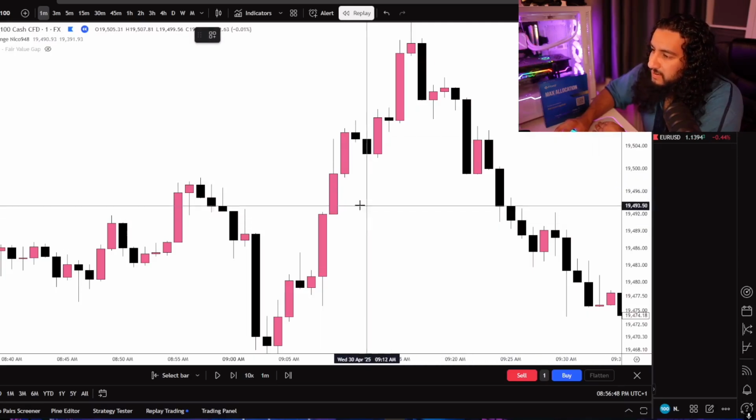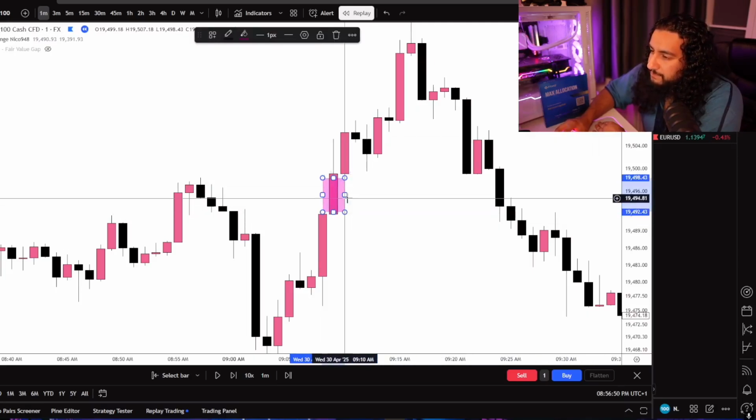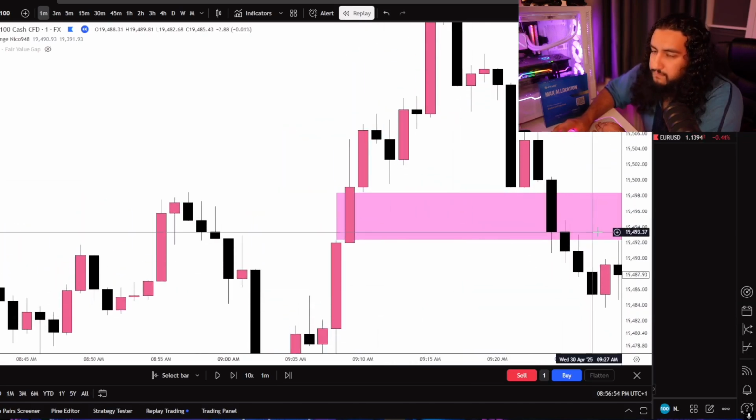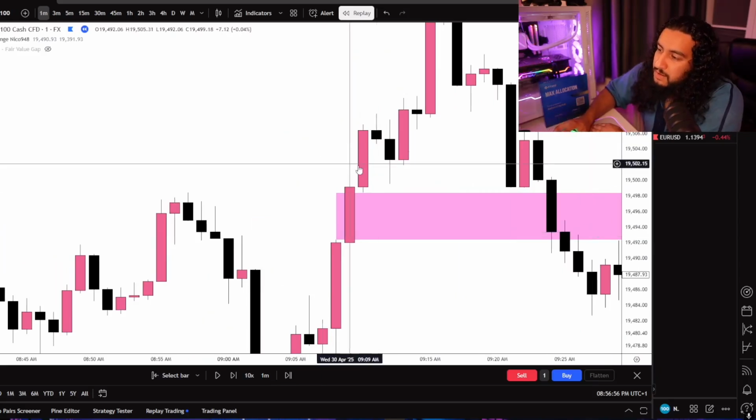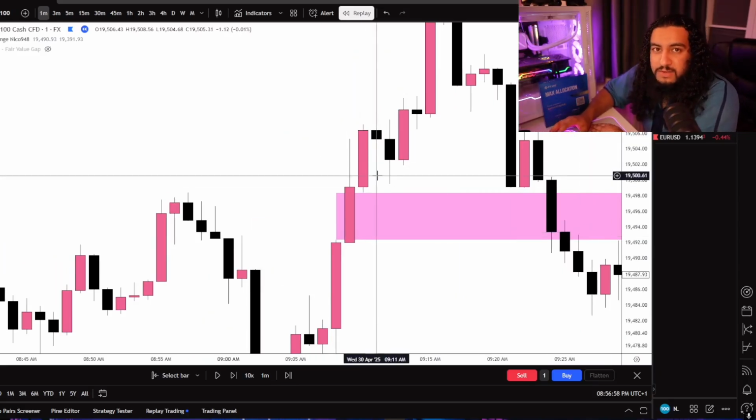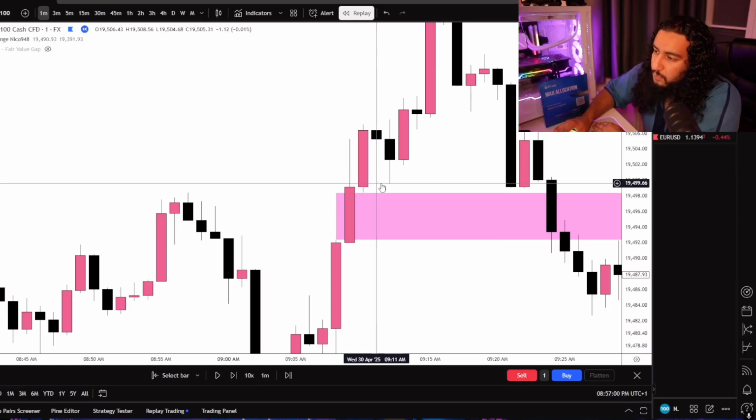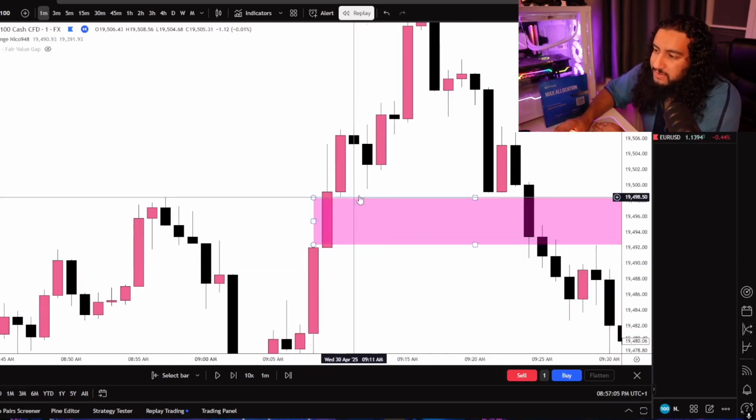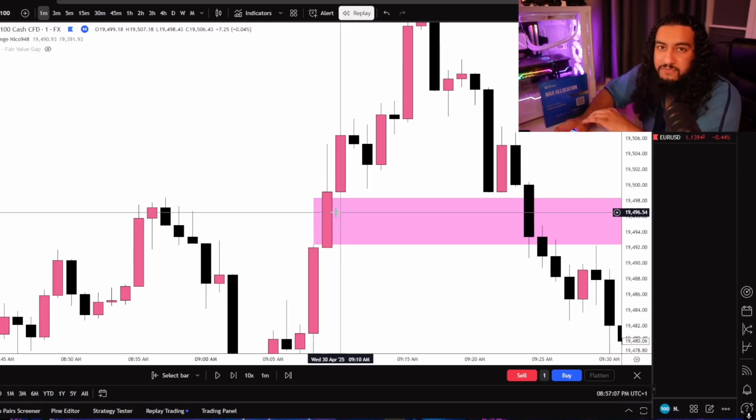So how do we mark that out? We just mark it between them, and we move to the side. That's it. That's it, literally. The area between 3 candles typically where wicks do not touch, that is an area where price is inefficient.